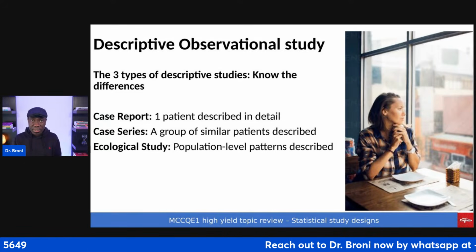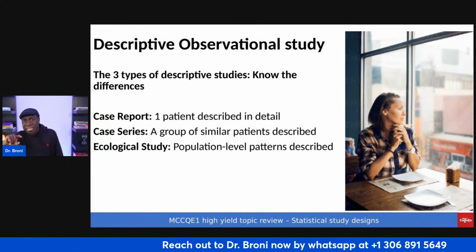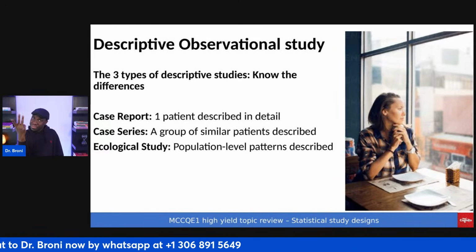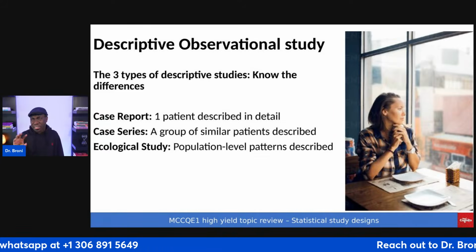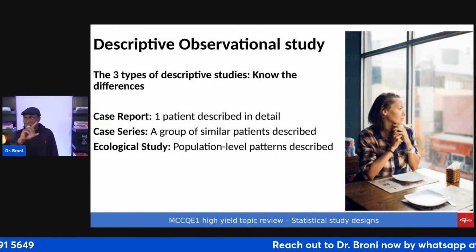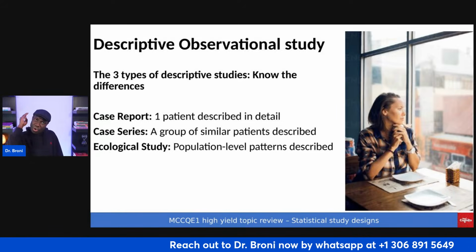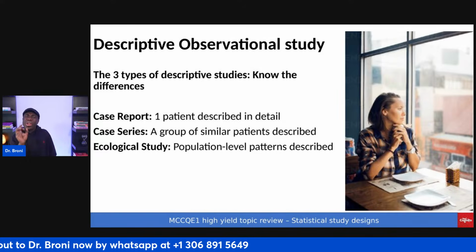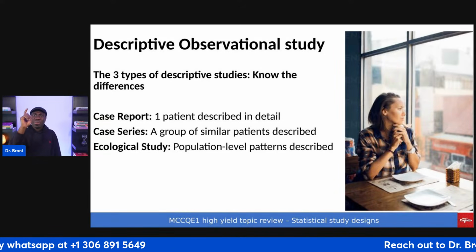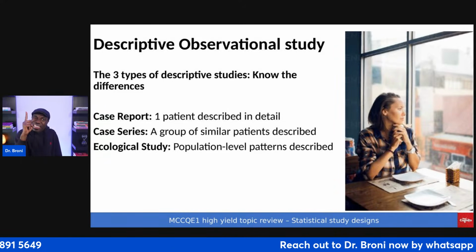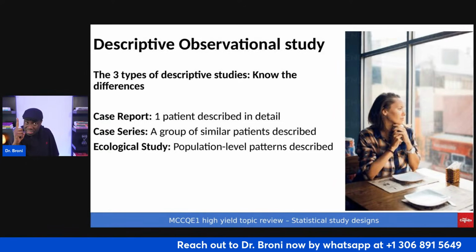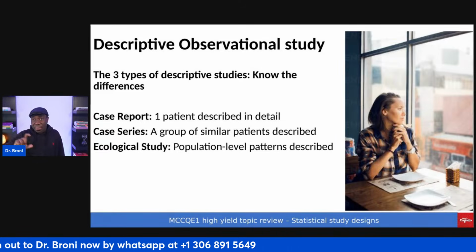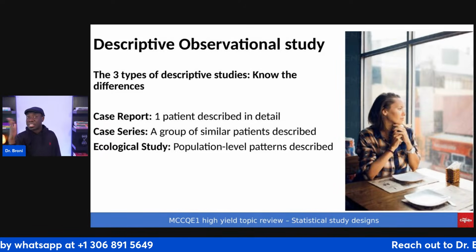Okay? Good. But when it comes to a descriptive study, I want to draw attention to something. There are 3 types of descriptive studies, and I want you to know the differences so that in your board exam, you are not confused. Number 1 is the case report. When you see a case report, it means someone picked a single patient, a single case, a single person, and wrote their observations about that particular person. Case reports can be published in journals.